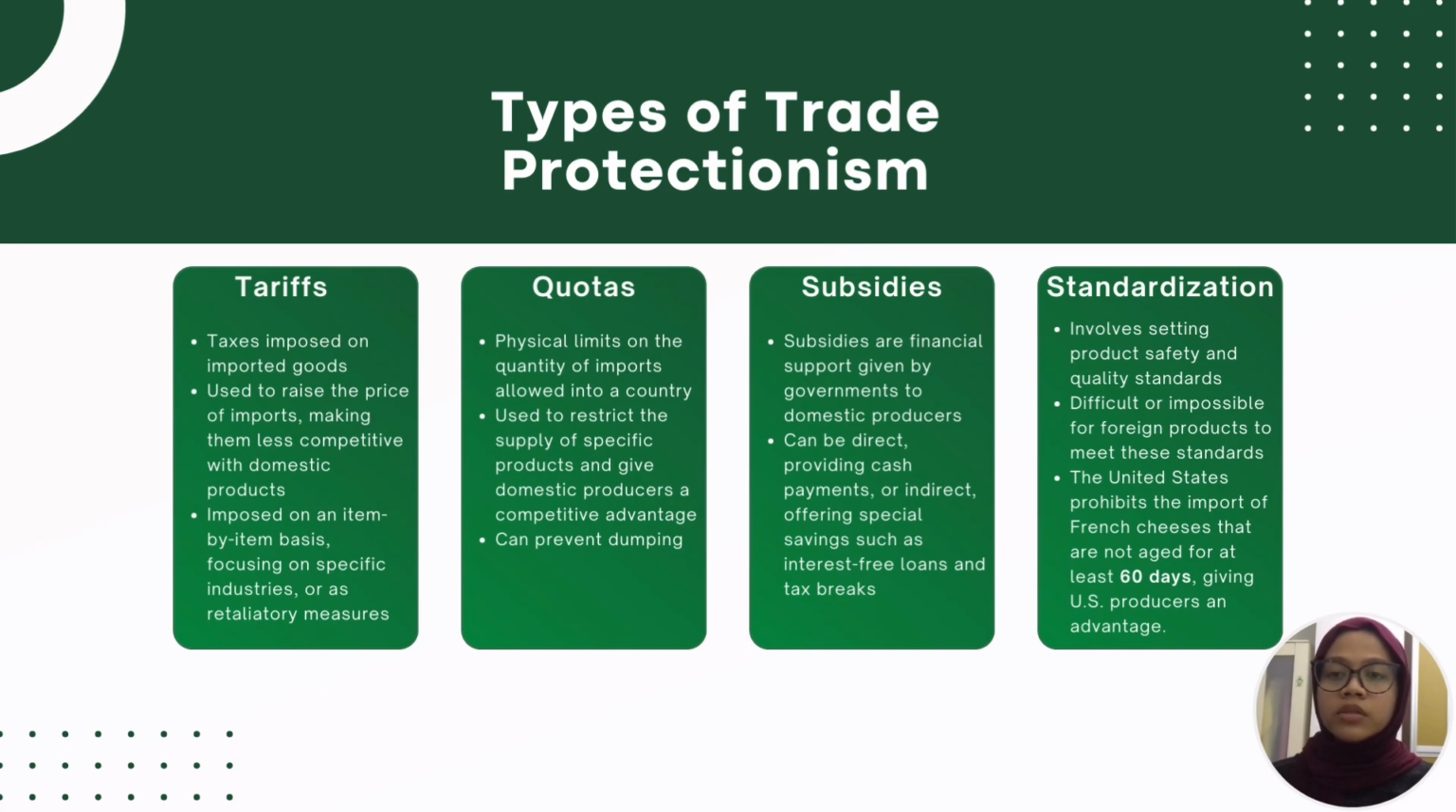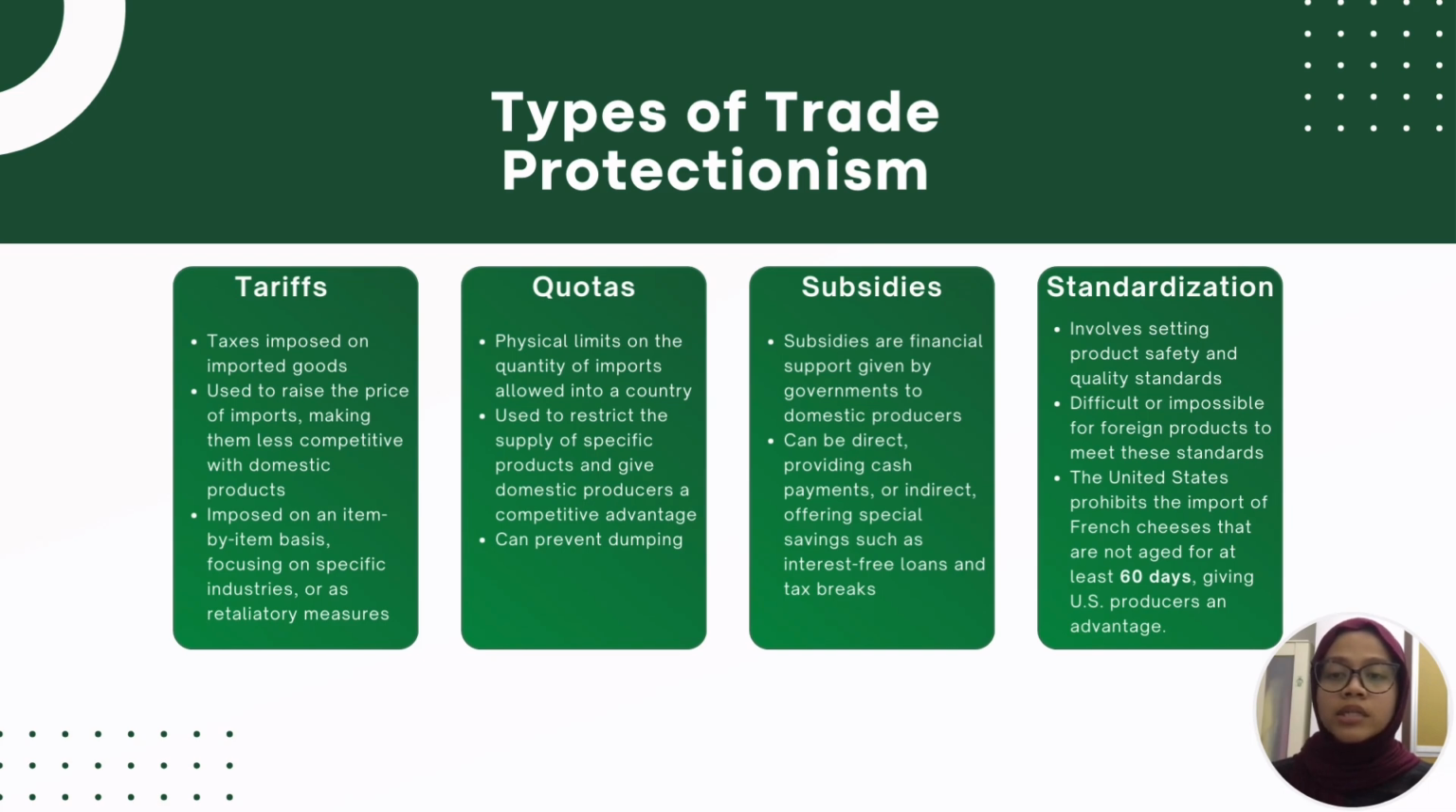Third is subsidies. Subsidies are financial support given by governments to domestic producers. They can be direct, providing cash payments, or indirect, offering special savings such as interest-free loans and tax breaks. Subsidies help domestic businesses compete with foreign firms by reducing their costs and increasing their competitiveness.